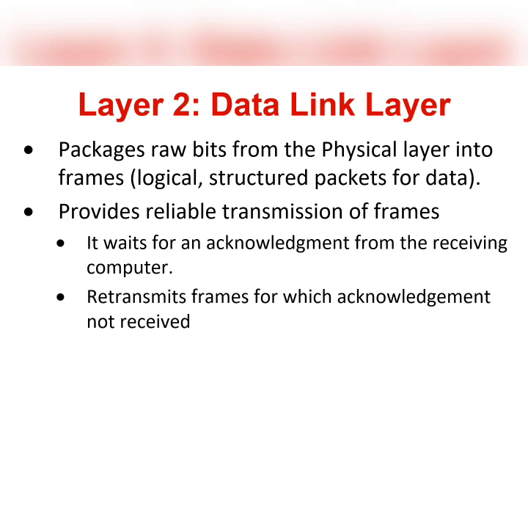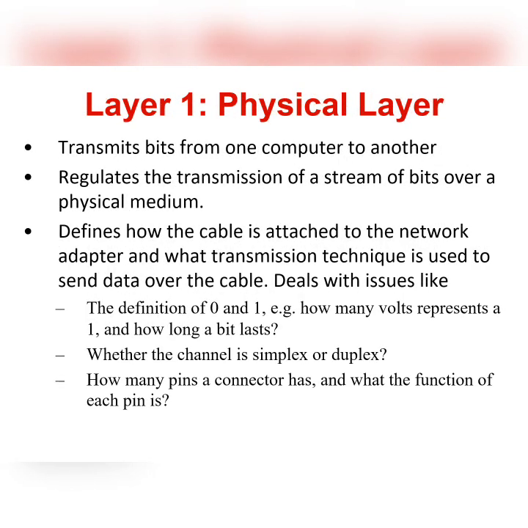And the next layer, that is layer 1. The first layer of the OSI model is the physical layer. The physical layer coordinates the functions required to transmit a bit stream over a physical medium, and it transmits bits from one computer to another, and regulates the transmission of streams of bits over the physical medium. Some of the functionalities of the physical layer are physical characteristics of interfaces and media, representation of bits, data rate or transmission rate, synchronization, line configuration, and physical topology.